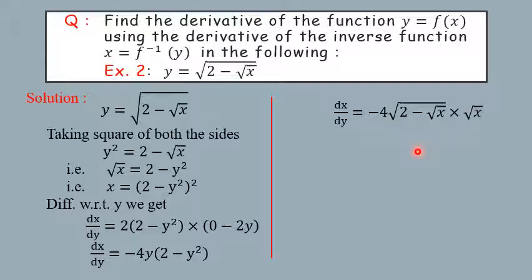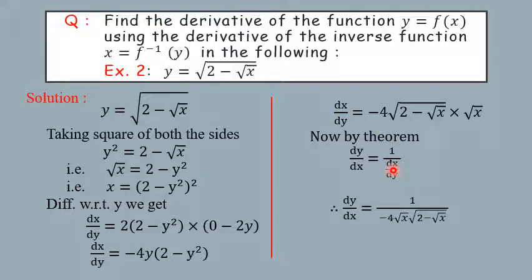But in this example we have to find dy by dx. Okay, so now by theorem dy by dx can be written as 1 upon dx by dy, and now just substitute this value of dx by dy here. So we get dy by dx is equal to 1 upon this one.